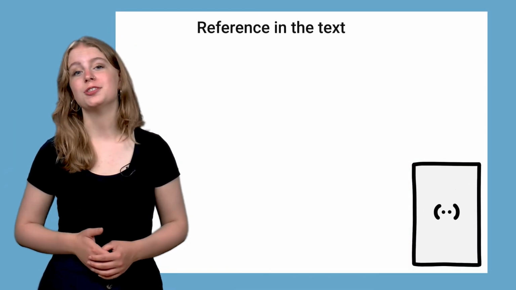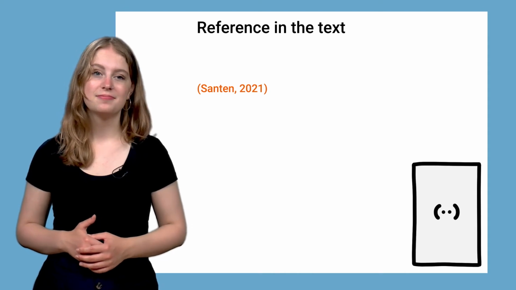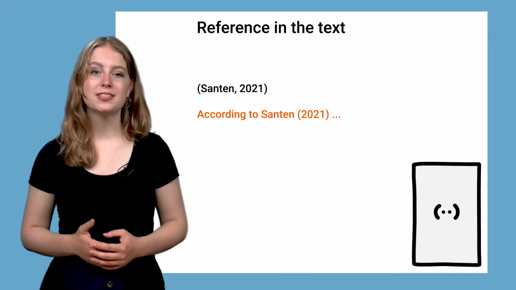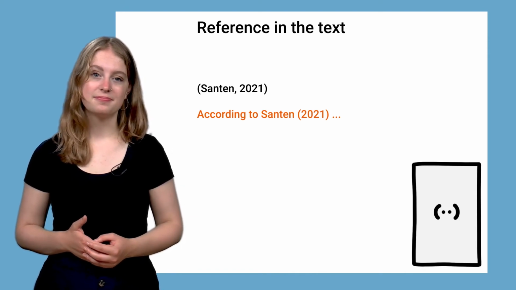How do you write an in-text citation? There are 2 options. In brackets, in-text citations. Please note that only the last name and the year are mentioned. You've seen an example of a chapter in a book.